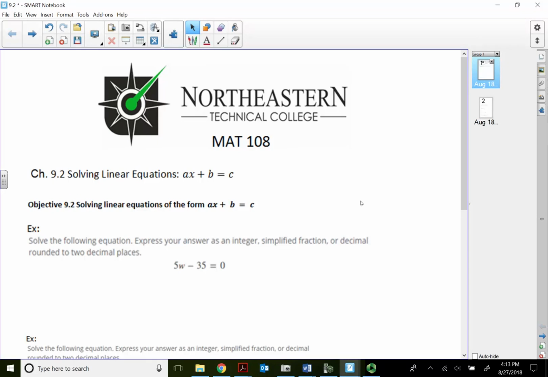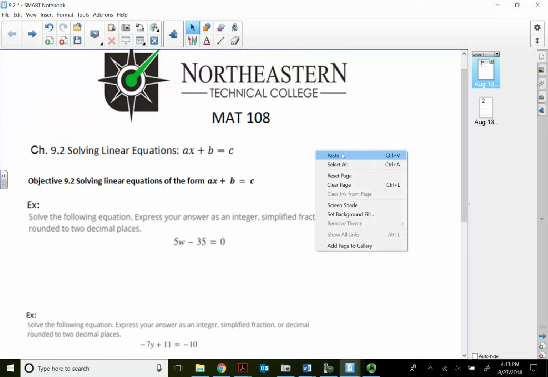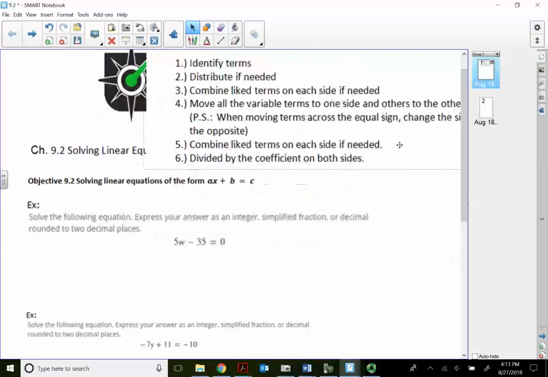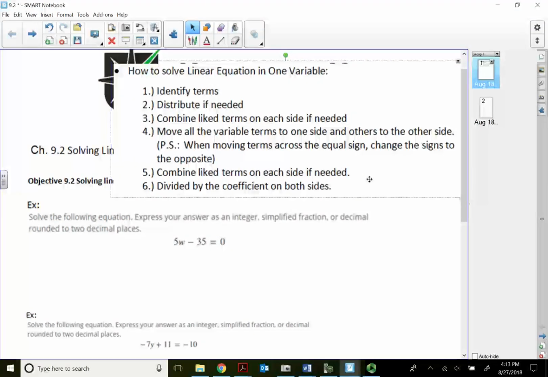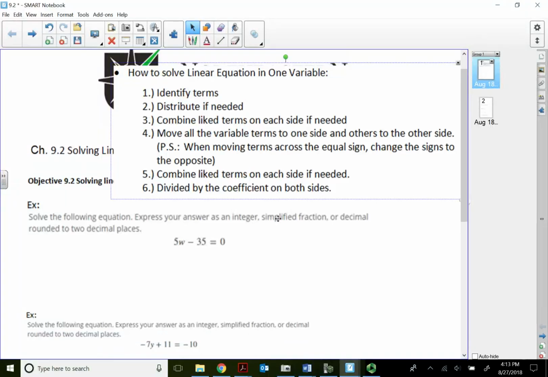All right, so let me paste this right here. I know it's kind of big. I'm going to cover this up to the top. So here are the steps on how to solve a linear equation that I copied from Module 9.1. We've got to follow the basic six steps: identify terms, doing distribution if needed.